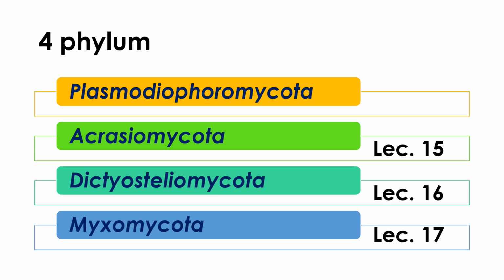This Protozoa contains four important phyla. These are the four important phyla that we are going to see in Protozoa. The first one is Plasmodiophoromycota, then Acrasiomycota, Dictyosteliomycota, and Myxomycota. In this lecture, we are going to see Plasmodiophoromycota. Acrasiomycota, Dictyosteliomycota, and Myxomycota will be explained in detail in lectures 15, 16, and 17 respectively. Now we will see in detail about Plasmodiophoromycota.